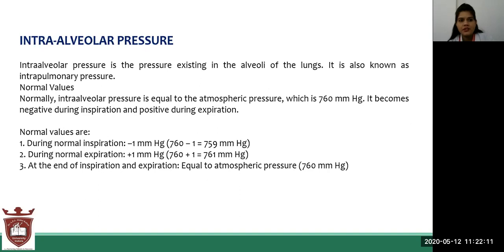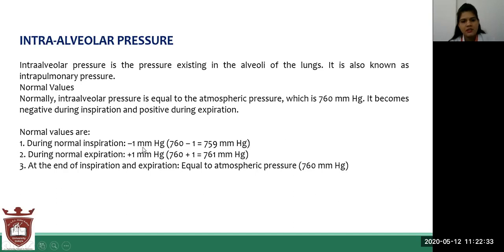What is intraalveolar pressure? Intraalveolar pressure is the pressure existing in the alveoli of lungs. It is also known as intrapulmonary pressure. Normally, intraalveolar pressure is equal to the atmospheric pressure, which is 760 mmHg, and it becomes negative during inspiration. Inspiration के समय ये negative होता है और expiration के समय positive होता है.